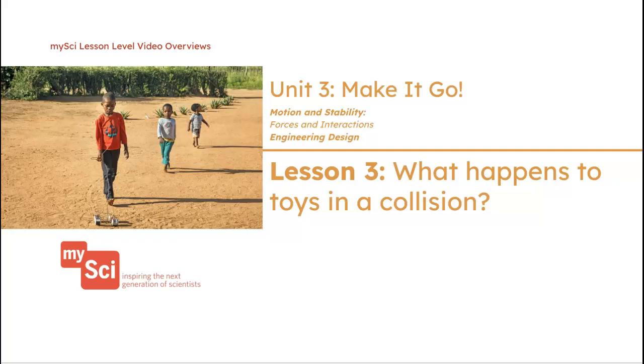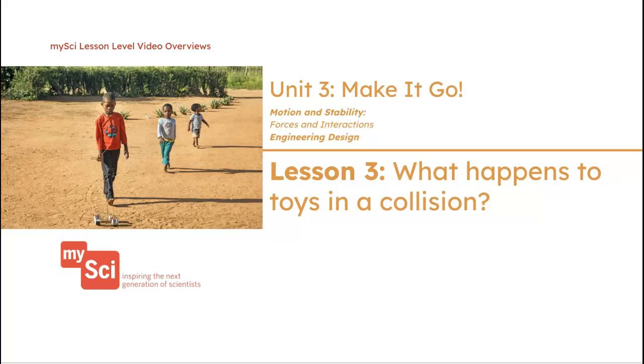Welcome to Lesson 3 in Unit 3, Make It Go. In this lesson, students will work to answer the question, what happens to toys in a collision? In this lesson, students use marbles to investigate what happens when toys collide. Students figure out that when objects collide, they push on each other and this can change motion.